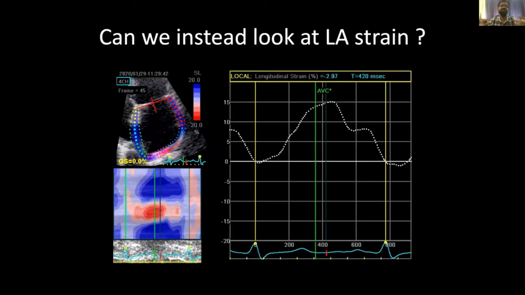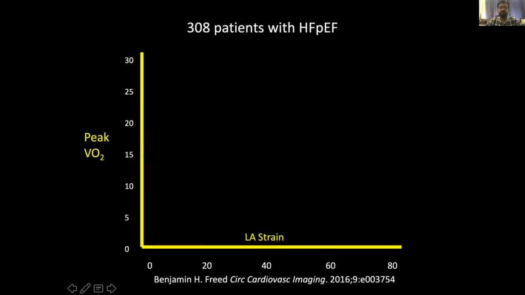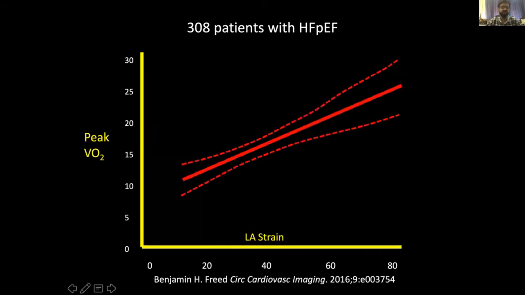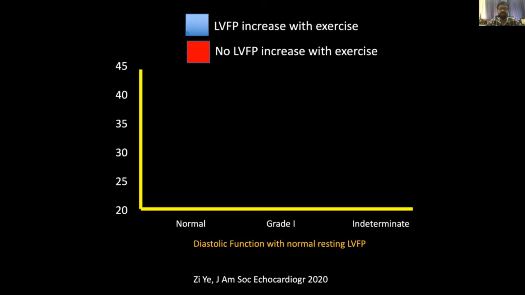So can we do something more? And the answer is LA strain. So we looked at the left atrial strain of this patient. You can see again nice curves. Let me show you that the left atrial strain has a very good correlation on exercise with the peak VO2, and this was a Circ Imaging study of as many as 308 patients. Looking at these values, it has been shown that the diastolic function assessment also has a good correlation with the left ventricular filling pressure, even with exercise.